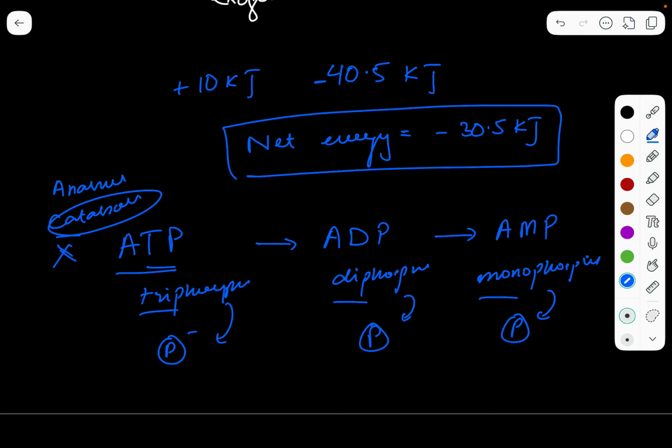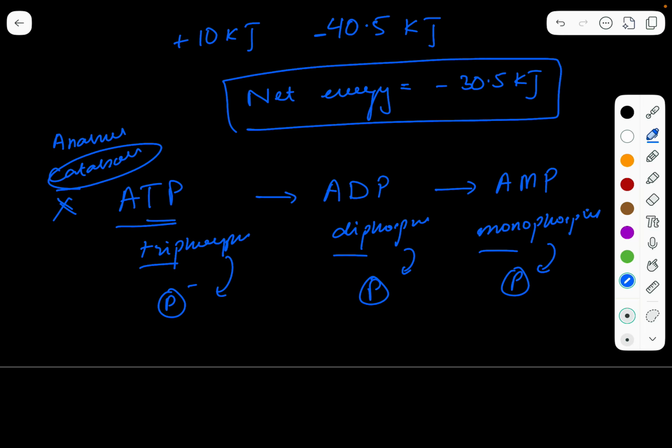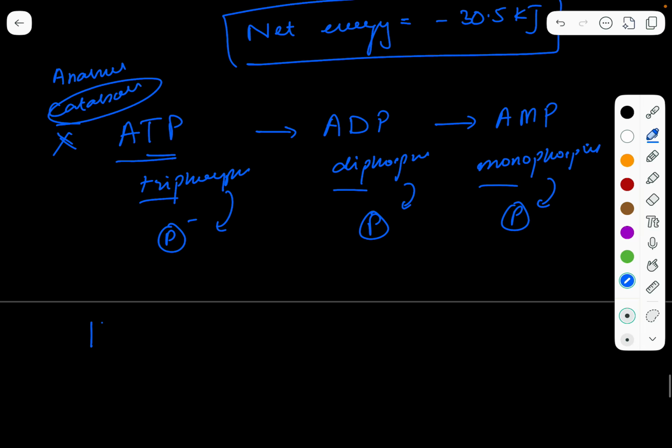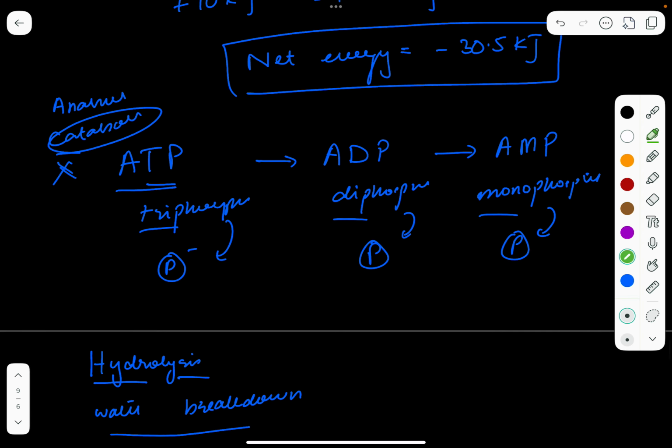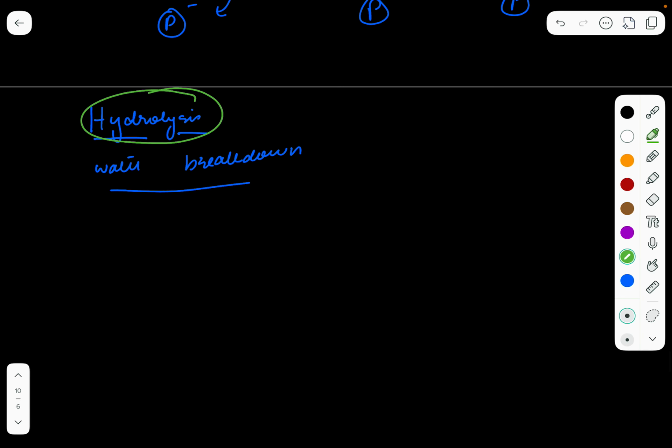And every time you break it down, you undergo a specific type of reaction called hydrolysis reaction. Hydro, water. Lysis, breakdown. So you're breaking down something in the presence of water. Now let me explain to you what hydrolysis is and how that relates to ATP. You are undergoing catabolism, but you're specifically doing hydrolysis. The reaction is called hydrolysis.